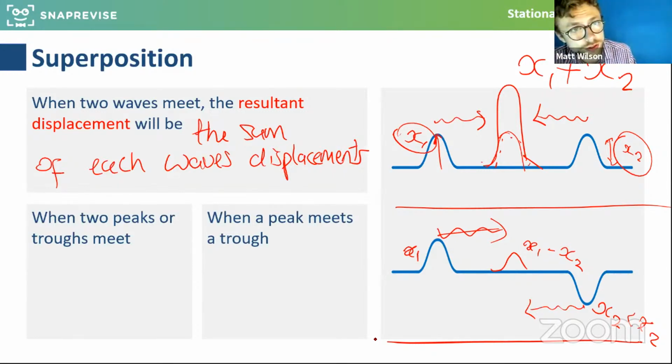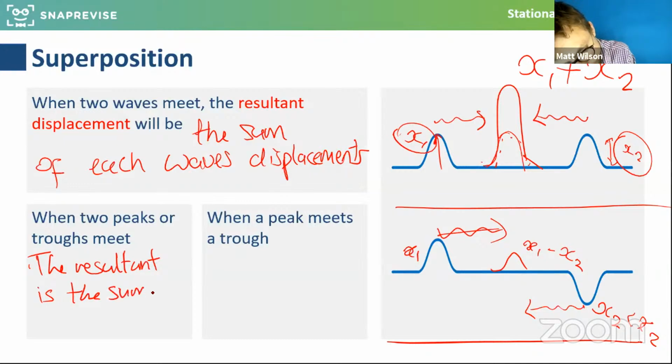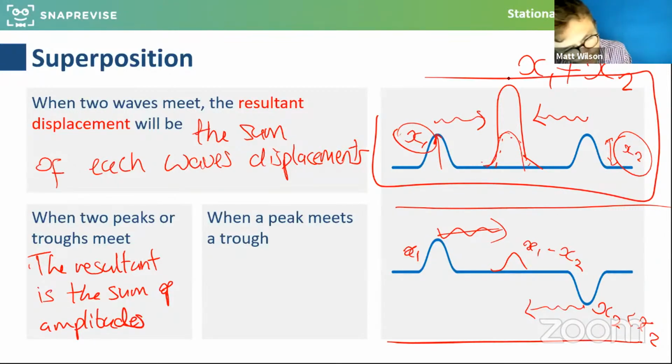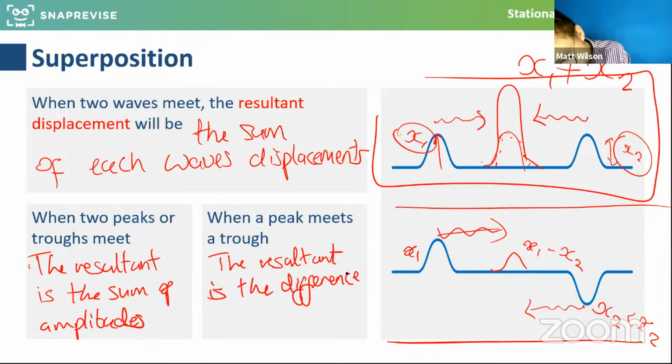So when two peaks or troughs meet, the resultant is the sum of amplitudes. That's what we had over here. And then when a peak meets a trough, the resultant is the difference between the amplitudes.